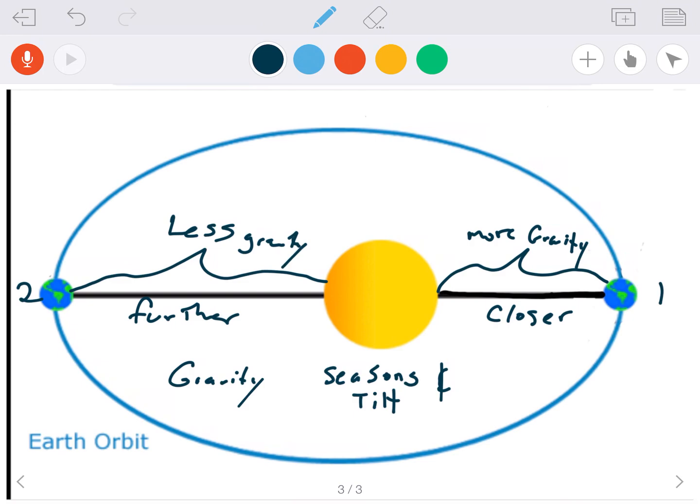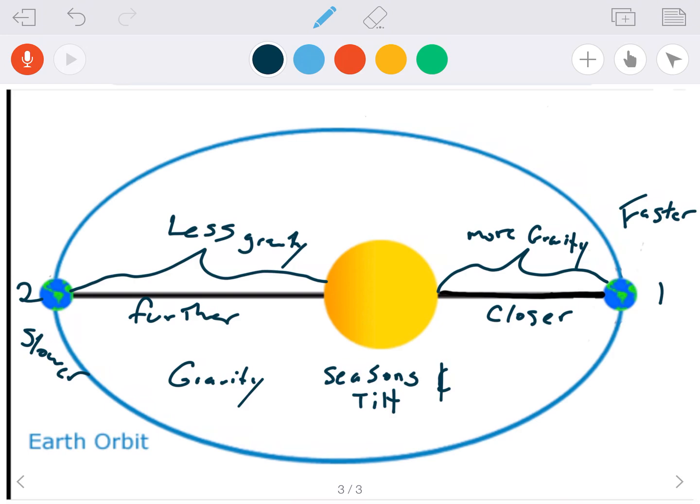And this kind of works like a slingshot too. When there's more gravity, Earth is able to move faster because the force of gravity is higher, so it has more energy, so it can move faster. So in this part at number 1, we're moving faster. And at number 2, we're moving slower in our revolution around the sun.